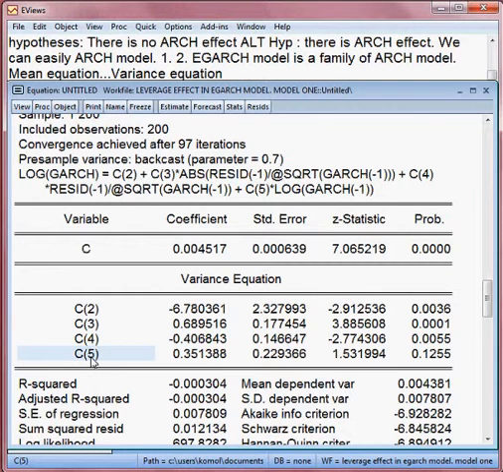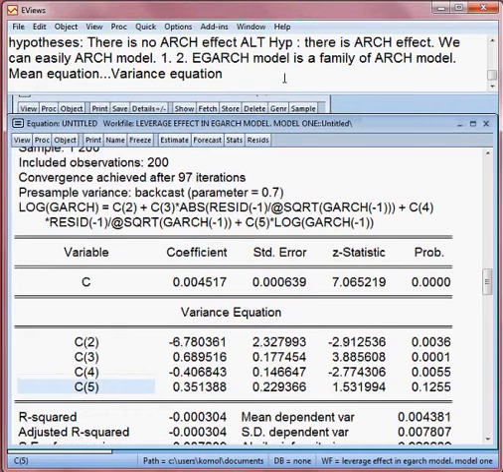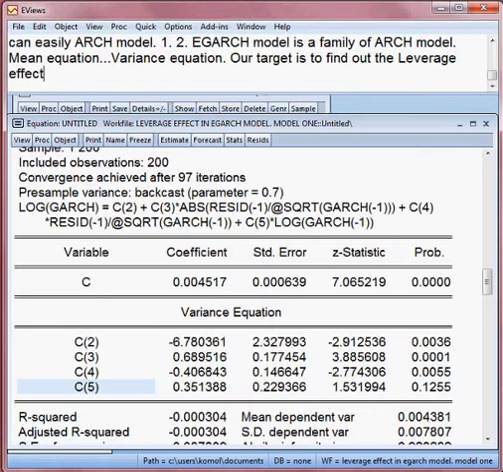Okay, and what is our target? Our target actually is to find out the leverage effect, right? That is our target. And what is called leverage effect? That we shall discuss now. We shall discuss now what is leverage effect.